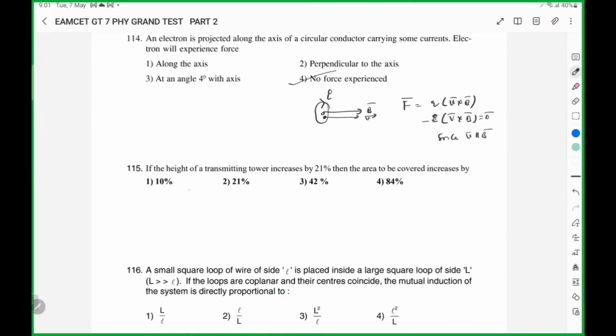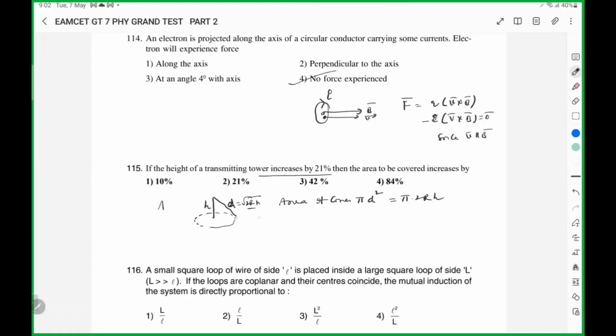The height of a transmission antenna and the area covered. Here this is an antenna that covers an area. Here d is root of 2RH, where R is the radius of the earth and H is the height of the antenna. The area it covers is pi d square, that is pi into 2RH.